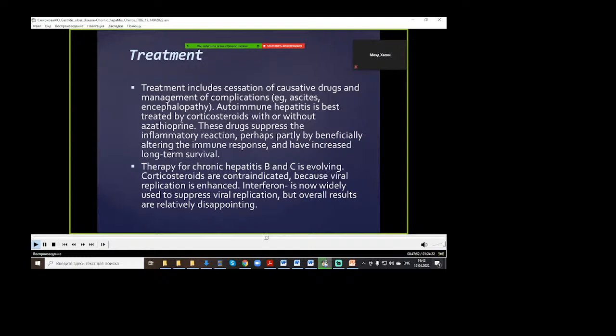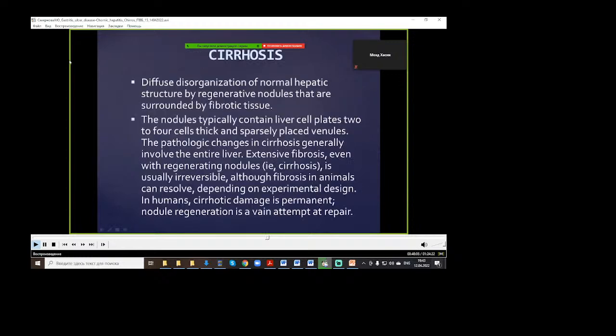Corticosteroids are contraindicated because viral replication is enhanced. Interferon is now widely used to suppress viral replication. Next, we will talk about cirrhosis.